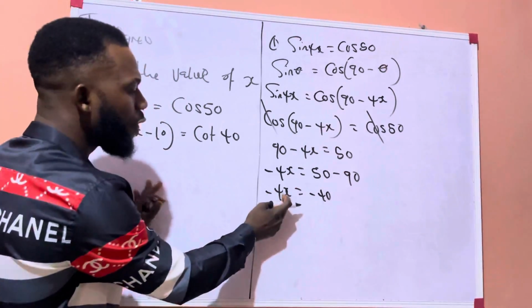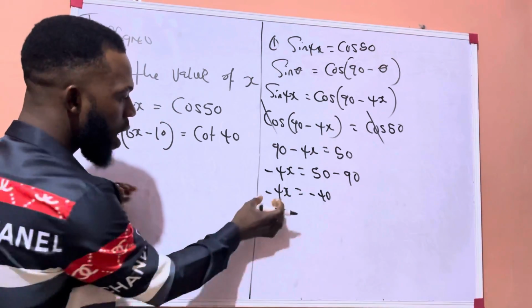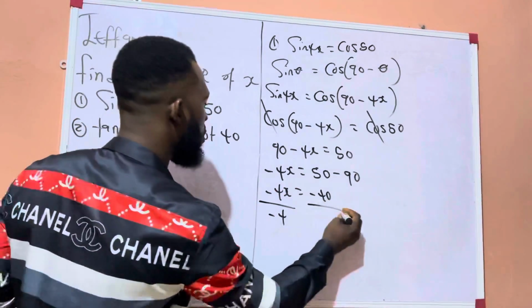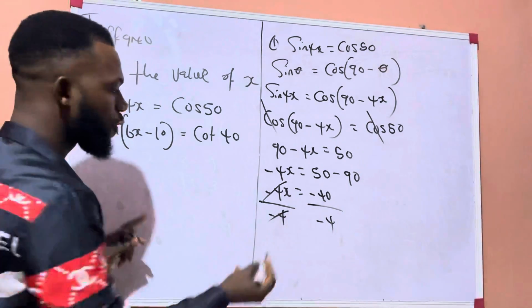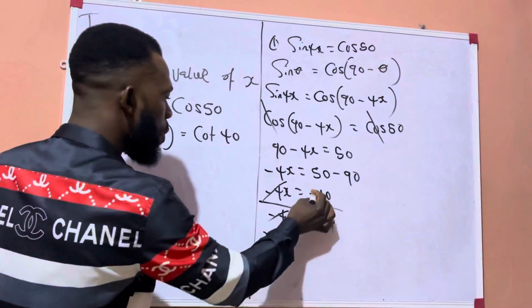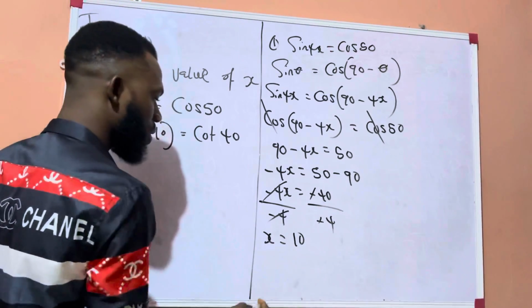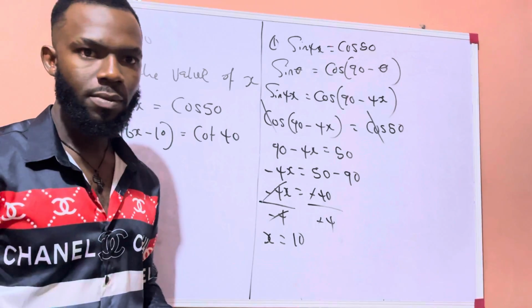If we are looking for the value of x, x needs to be the subject of the formula. So I have to divide both sides by minus 4. When minus 4 cancels out minus 4, I'll have x. Minus cancels out minus, and 40 divided by 4 gives us 10. So it means x is equal to 10.